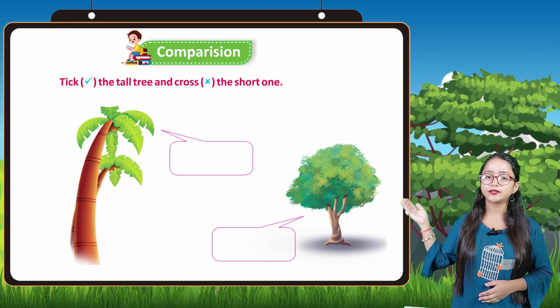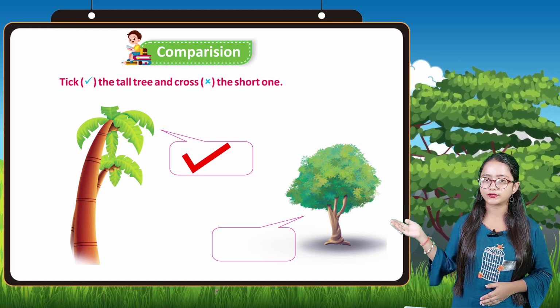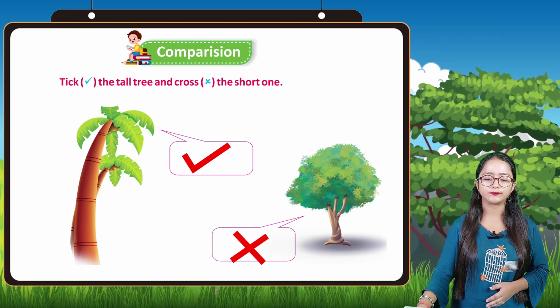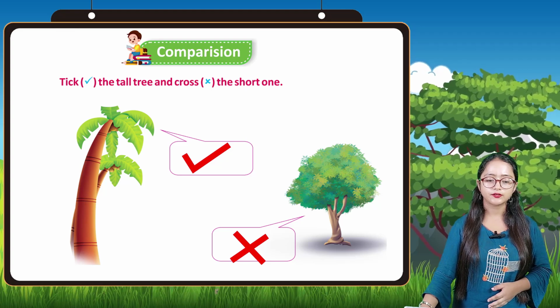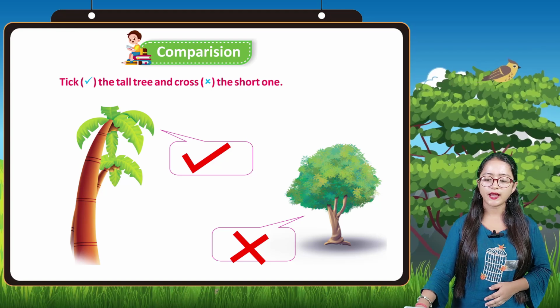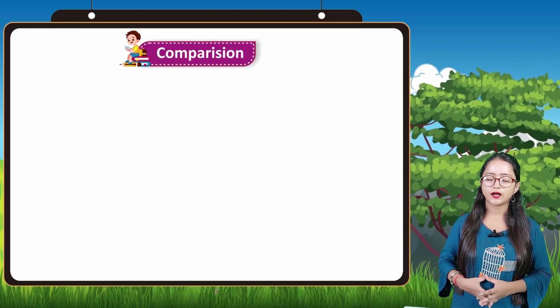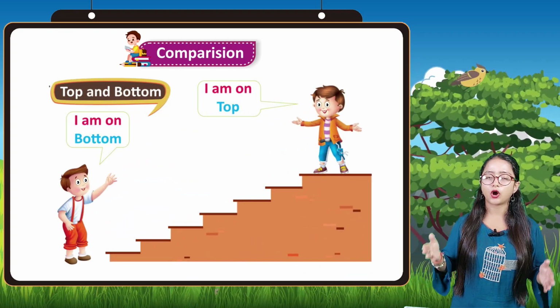Now take the tall tree and cross the short one. So as you can see, first one is tall tree. Take that one. And this one is the short tree. So cross that one.